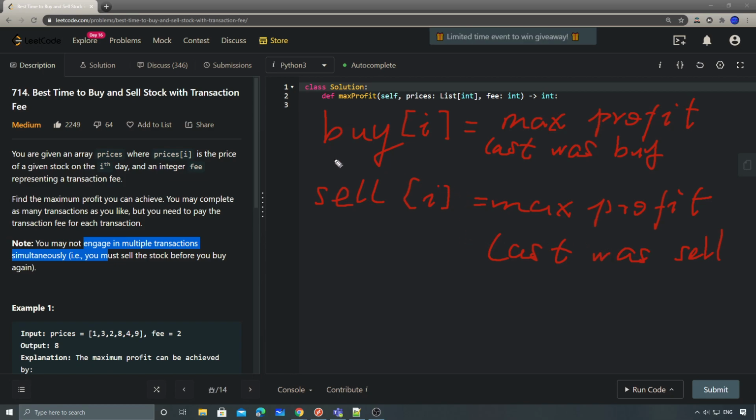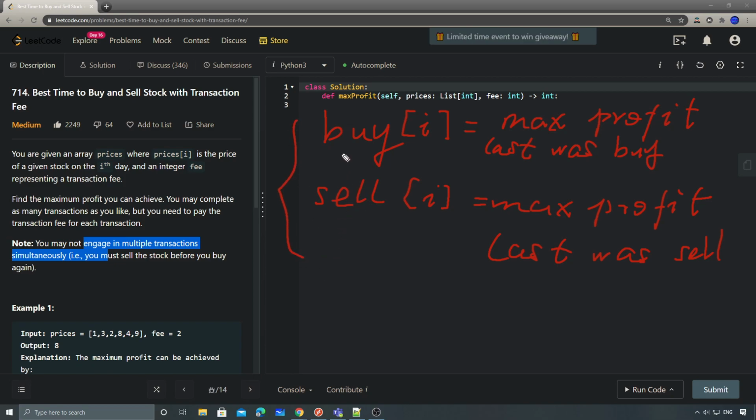So I always try to define these two kinds of helper DP arrays. This one means that no matter, let's say we are at day 10 here, it doesn't really matter how many transactions we have done so far. As long as the last action was buy, then this is what it means. And sell means that the last transaction was sell, because on a certain day we can do nothing. We don't have to buy or sell. And that's the definition of these two DP arrays.